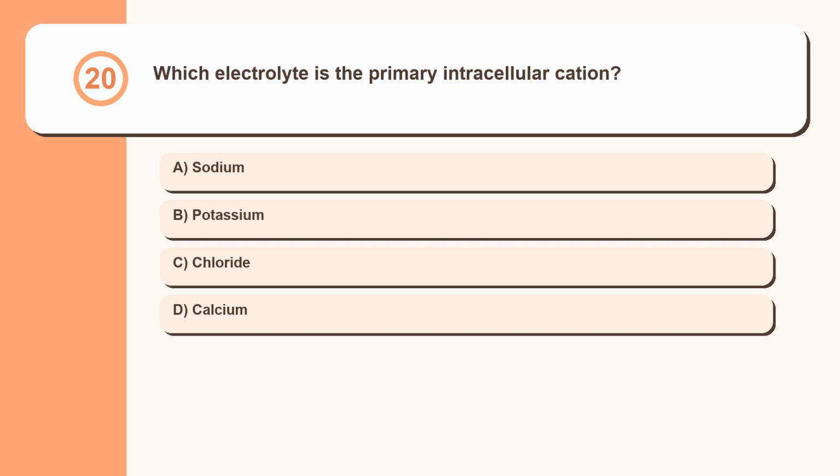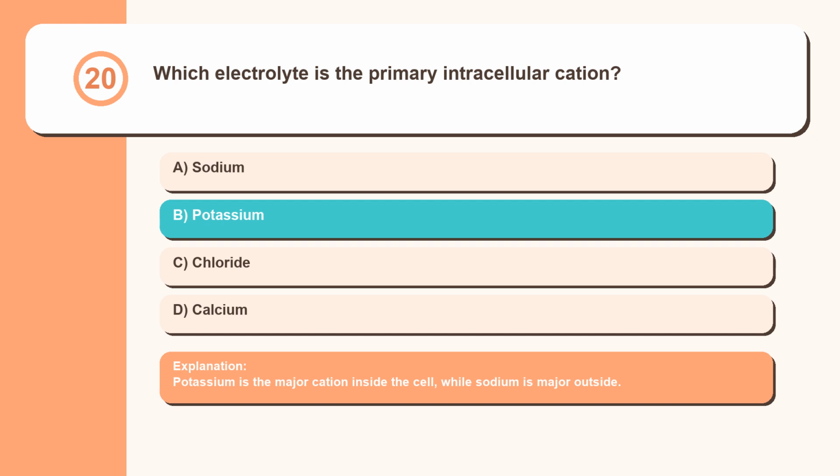Question 20. Which electrolyte is the primary intracellular cation? Sodium, potassium, chloride, calcium. Potassium is the major cation inside the cell, while sodium is major outside.